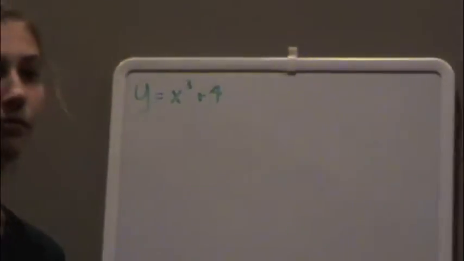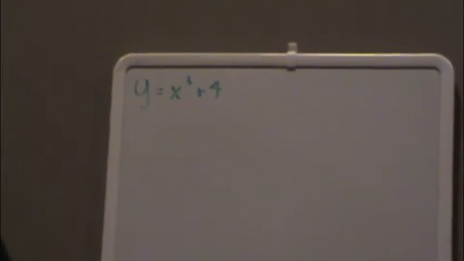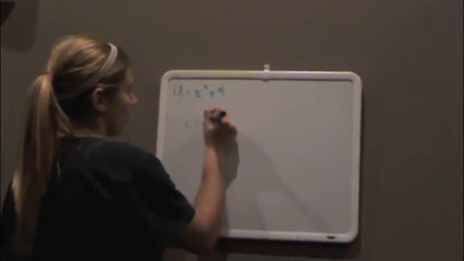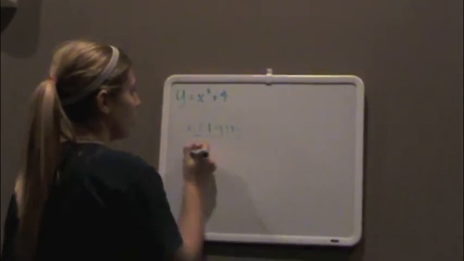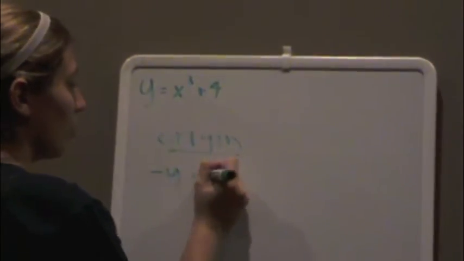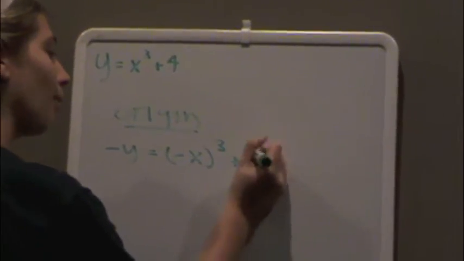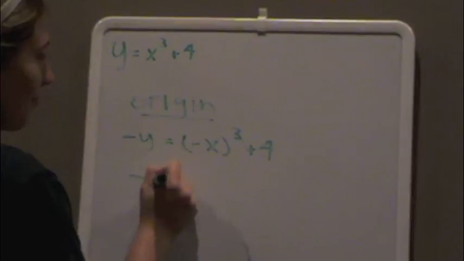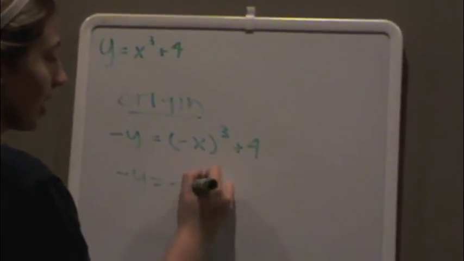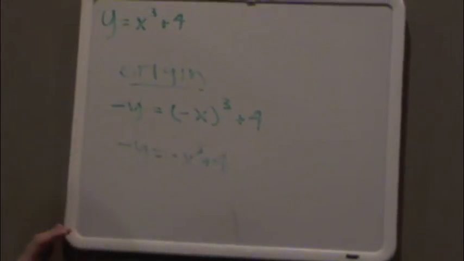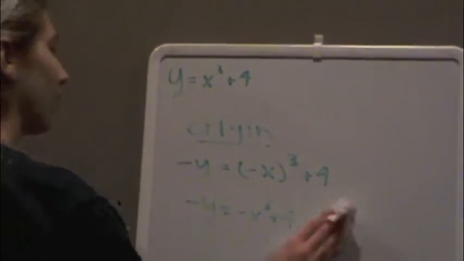If you want to test it in relation to the origin, then you have to plug in a negative for both your x and your y. So when we do that, we get negative y equals negative x cubed plus 4. And that is simplified to be the same, negative y equals negative x cubed plus 4, which doesn't match the original equation. So this equation has no symmetry whatsoever.